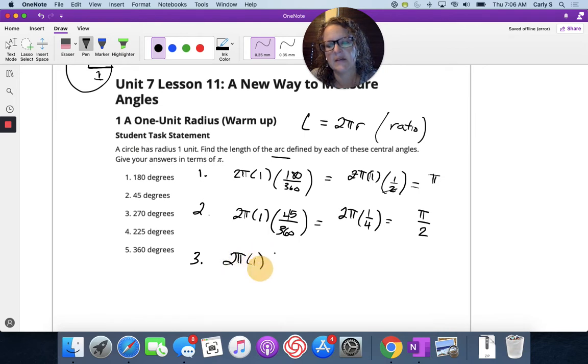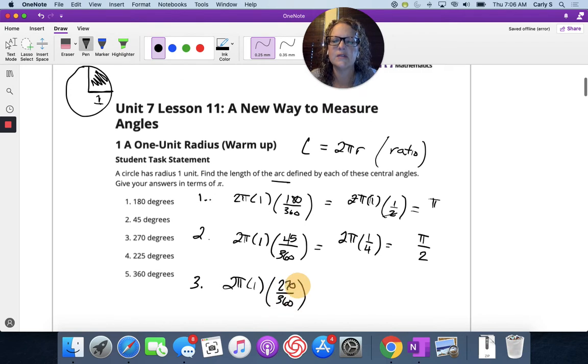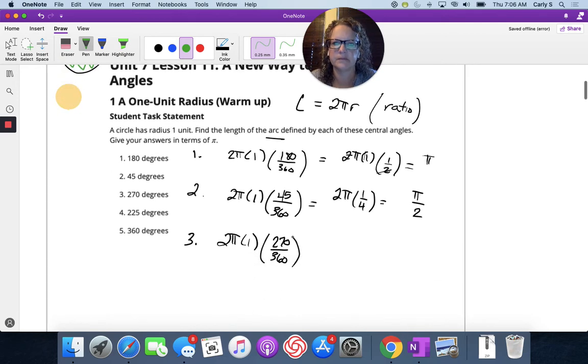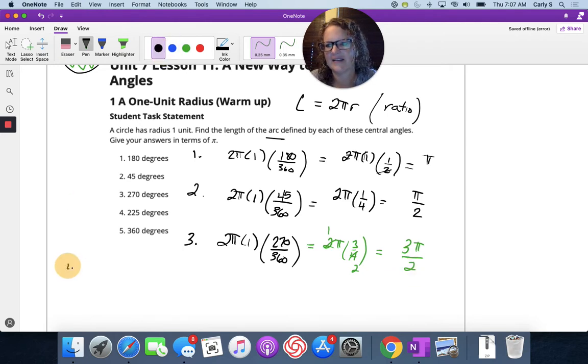2 pi r times the ratio of the circle. Now 270, we don't use that one quite as much, but that's actually 3/4 of a circle. It's 180 plus 90. So that reduces to 3/4. That reduces to 3 pi over 2. Okay? And then let's go back to our 2 pi r times 360 over 360 is 2 pi.